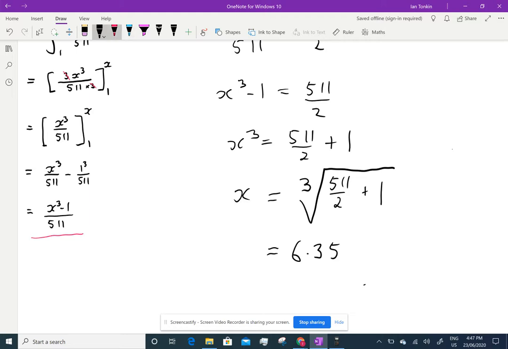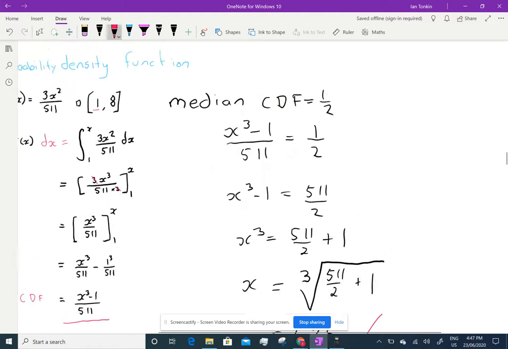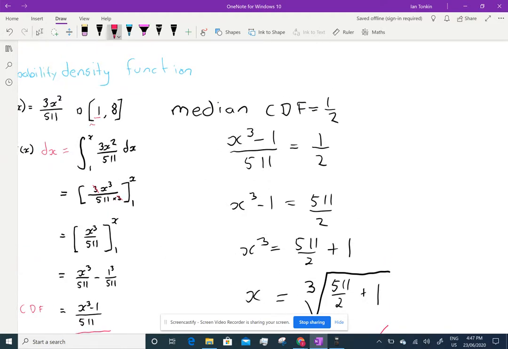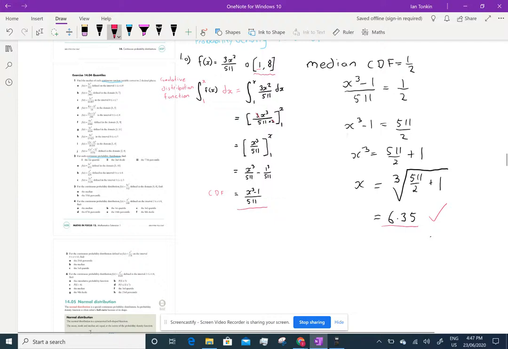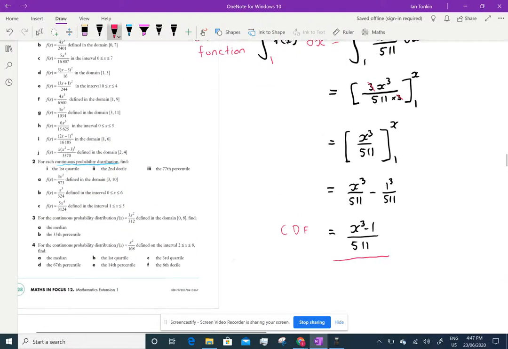Now that answer is correct, and you know that from the back of the book, but remember your answer has to be somewhere within the domain. If you get an answer that's outside 1 and 8, well, you're wrong, because a median must be somewhere in that domain. Now, I'm going to do J, all right?